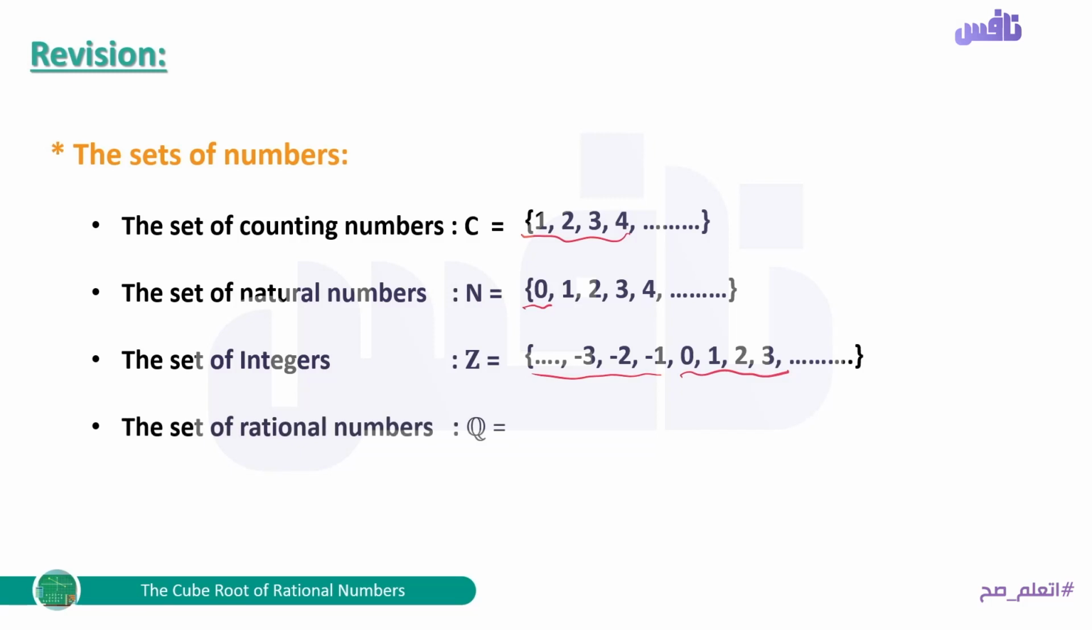In first prep stage, we studied the set of rational numbers, which is Q. The set of rational numbers Q is any rational number that can be written in the form A over B, in the form of a fraction, where A belongs to Z, B belongs to Z, such that B not equal 0. That's a very important condition, which is B in the denominator cannot equal 0.